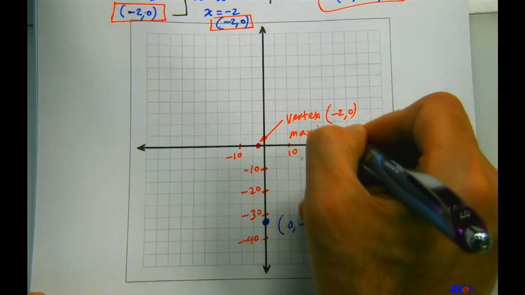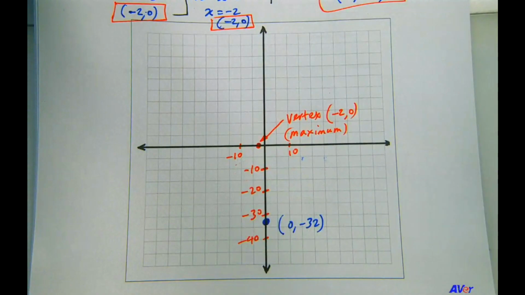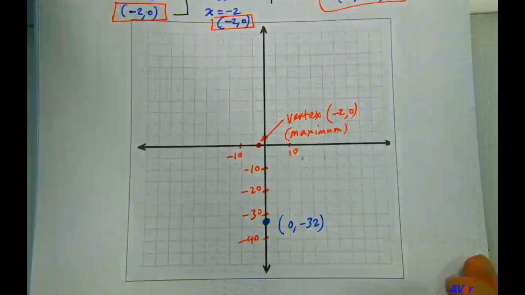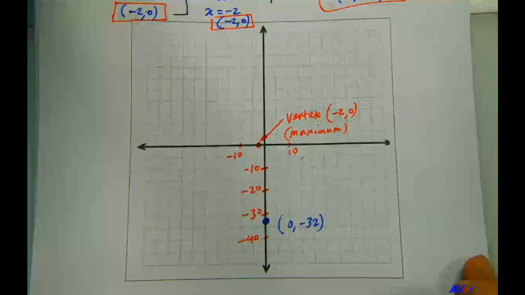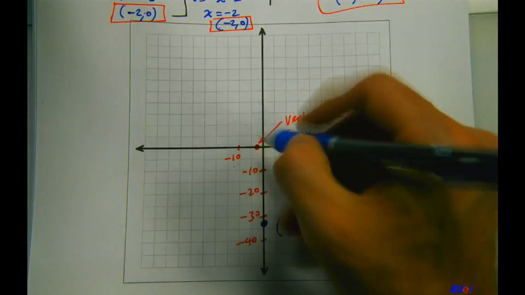Maximum point, the vertex is. Okay, so let me try to draw this as best as I can, and then we'll go to the computer, which does a much better job than I can. So this is the vertex.